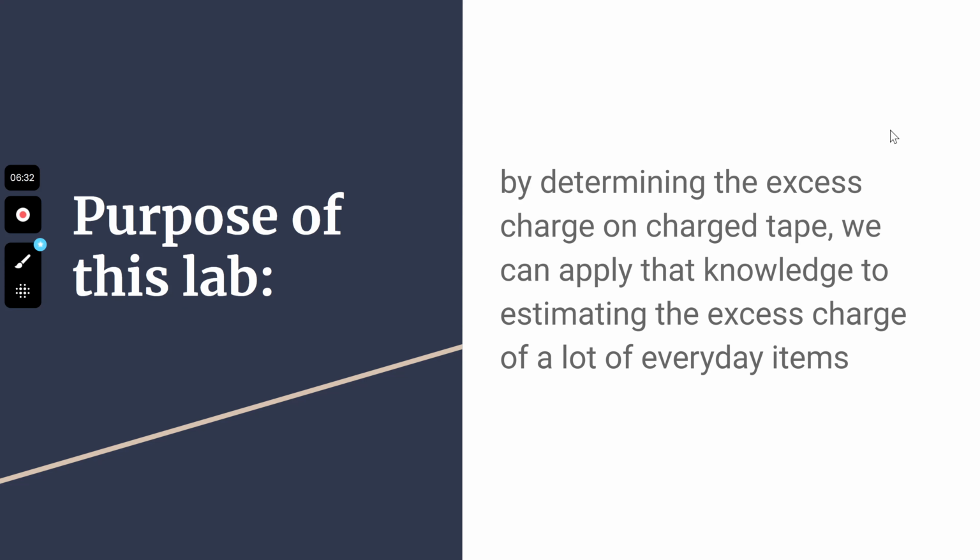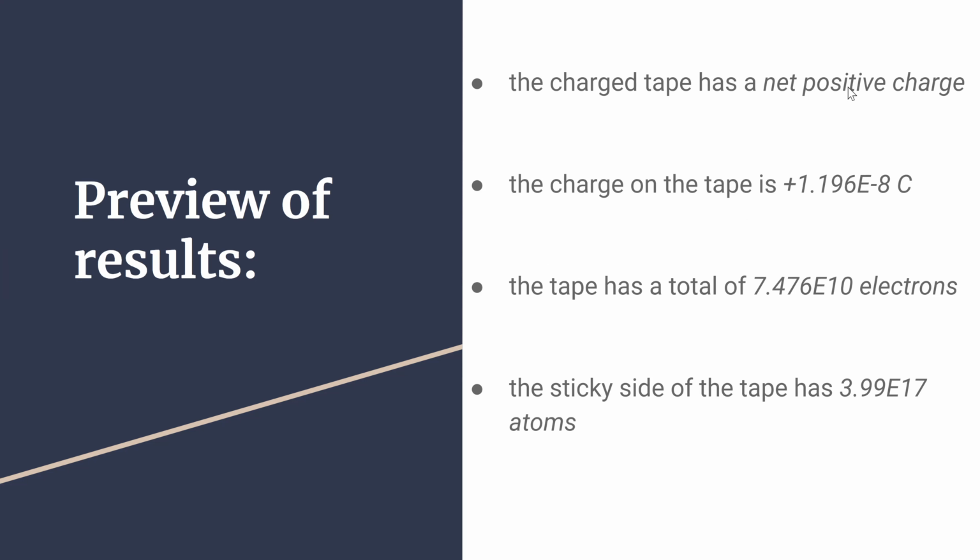The purpose of this lab is, as I said, to determine the excess charge on charge tape, and then we can apply that knowledge to estimating the excess charge on a lot of different everyday items. So, a preview of our results: the charge tape ends up having a net positive charge. The charge on the tape, as we'll see later in data and conclusions, is 1.196 times 10 to the negative 8. The tape has a total of 7.476 times 10 to the 10th electrons, and the sticky side of the tape has 3.99 times 10 to the 17th atoms.